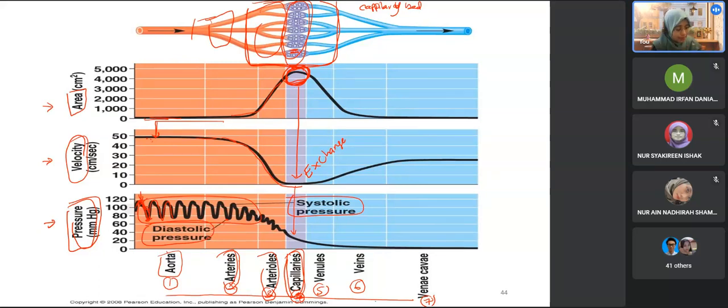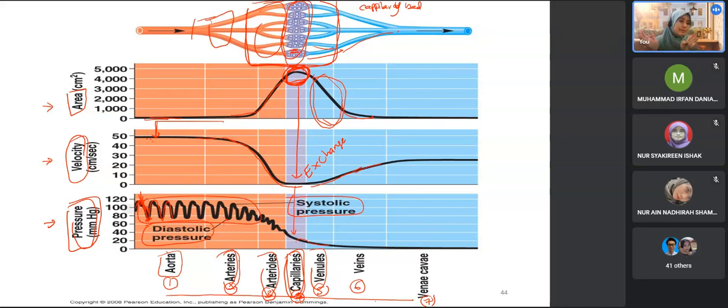Okay, but as the blood flows back into the venules, so blood capillaries akan merge balik into venules and then into vein. So therefore, the total cross-sectional area will start to decrease. Okay, increase and then decrease balik semula. Decrease balik semula. So because the total cross-sectional area of the venules and then vein start to decrease, so the velocity will slowly increase. Okay, will slowly increase, but the blood pressure will keep on decreasing.